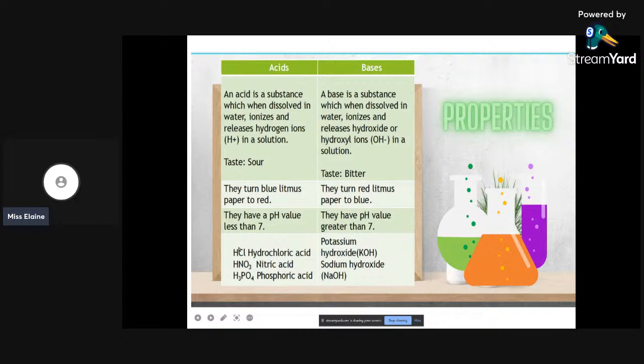So, again, when you say acid, always yung hydrogen ay nasa unahan. While bases ay pwede pangalawa, basta present si OH na magkatabi sila dyan. That is bases. So, potassium hydroxide, sodium hydroxide. So, that's bases. Pag acid, hydrochloric acid, nitric acid, phosphoric acid. Okay?